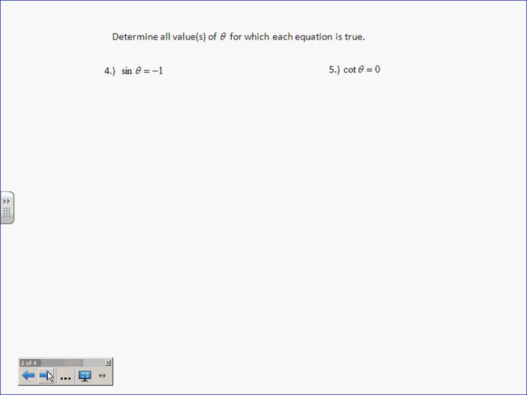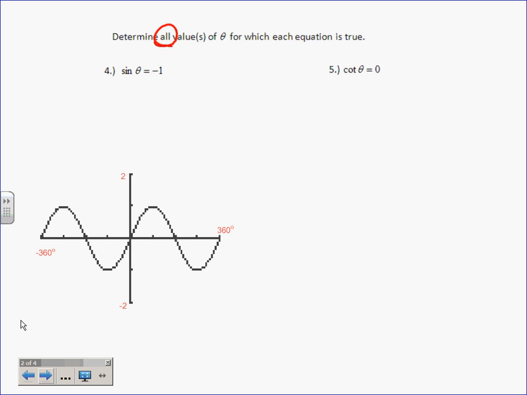So determine all values of theta for which the equation is true. So look at your sine graph. Was it ever negative 1? The one we did yesterday. Did it ever hit negative 1?